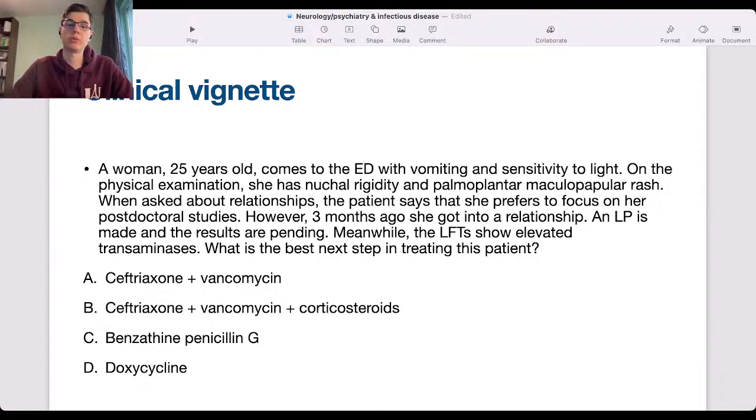Now we have a woman of 25 years old that comes to the ED with vomiting and sensitivity to light. On the physical exam, she comes with nuchal rigidity and palmoplantar maculopapular rash. When asked about relationships, the patient says she prefers to focus on her postdoctoral studies. However, 3 months ago, she got into a relationship. An LP is made and the results are pending. Meanwhile, the liver function tests show elevated transaminases. What is the best next step in treating this patient? We give ceftriaxone with vancomycin, we give ceftriaxone with vancomycin with corticosteroids, we give benzathine penicillin G, or we give doxycycline.